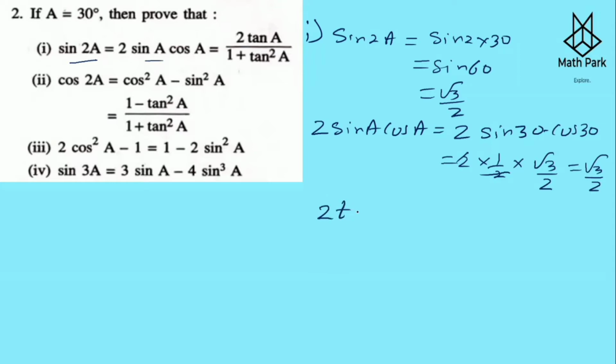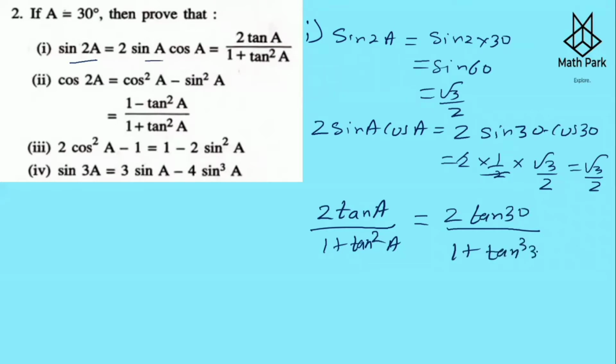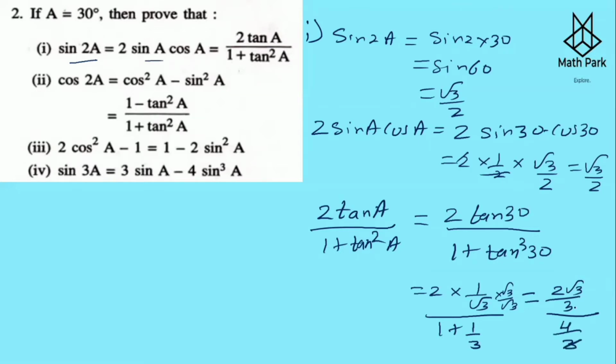So we have 2 tan A upon 1 plus tan square A. Put the values again: 2 tan of 30 upon 1 plus tan square 30. Tan 30 is 1 upon root 3, so 2 times 1 upon root 3 upon 1 plus, since it is 1 upon root 3 square, this is going to be 1 by 3. Let us rationalize the numerator. We'll be multiplying by root 3, dividing by root 3 here. So we get 2 root 3 upon 3, upon the LCM, 3 plus 1, which is 4 upon 3. This 3 and 3 got cancelled.